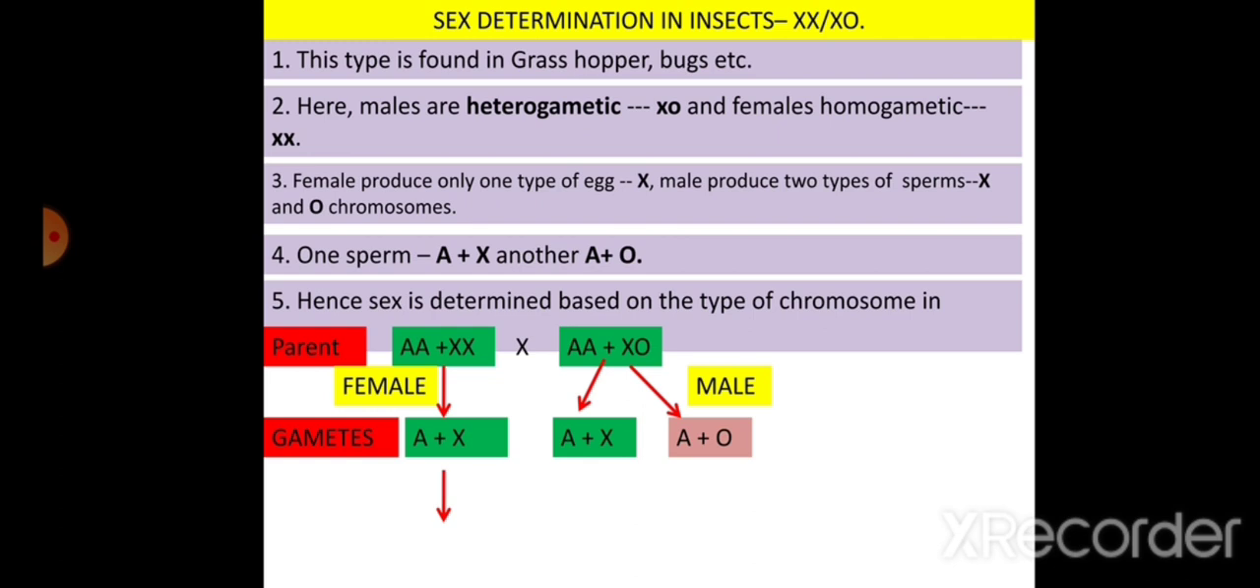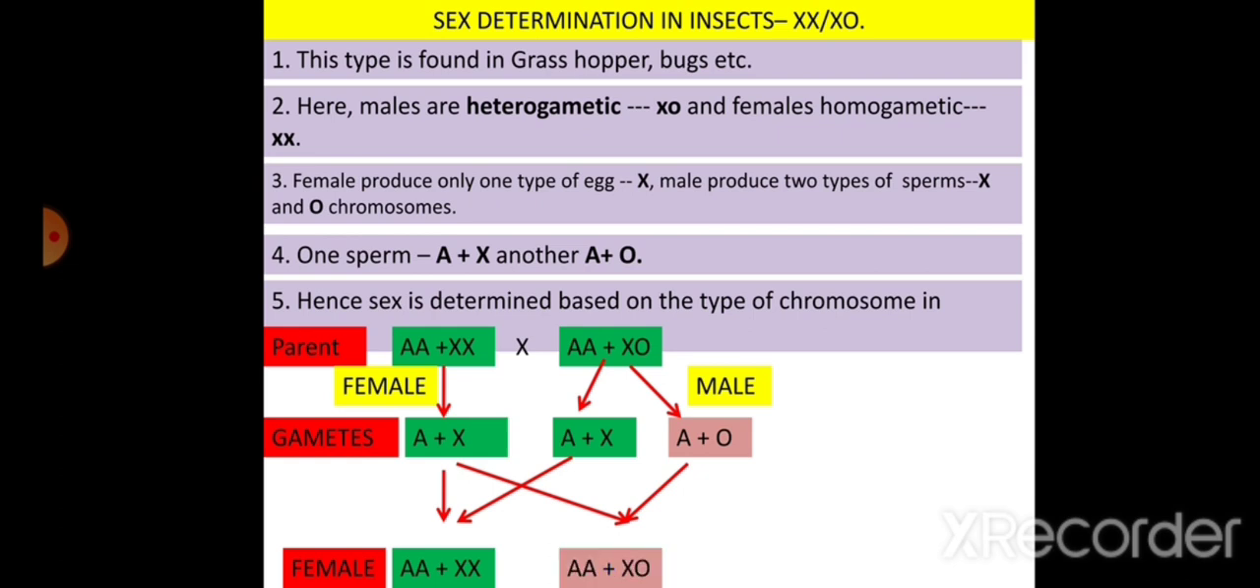If there is a fusion of the egg with A plus X sperm, then there will be formation of AA plus XX, which makes the organism female, whereas the same egg, that is A plus X egg, if it gets fertilized by A plus O sperm, then there will be formation of AA plus XO, which makes the organism male. So this graphical representation, from the parents AA plus XX crossed with AA plus XO till the formation of the new organism, can be asked for 3 marks.